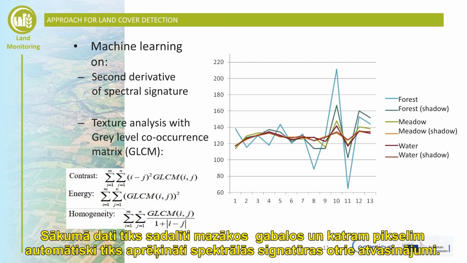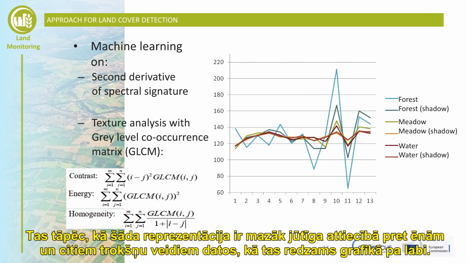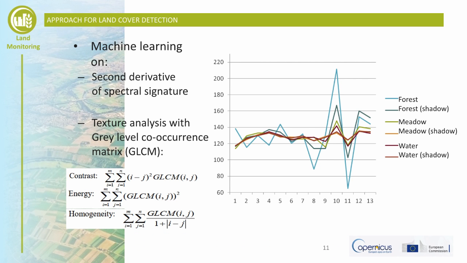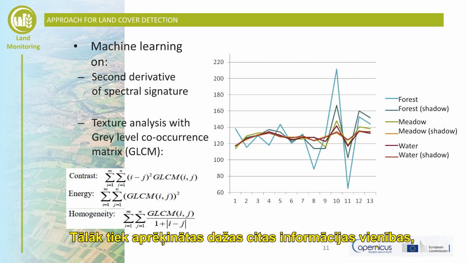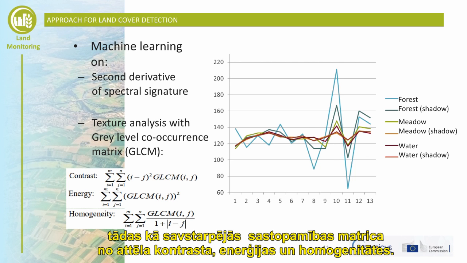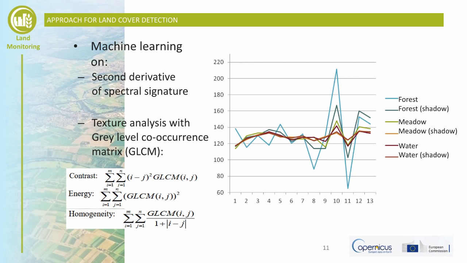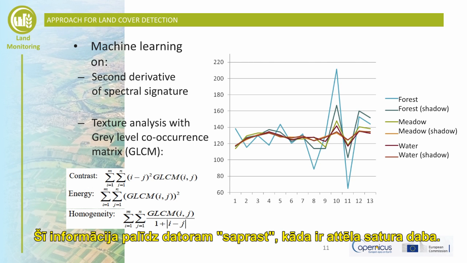First of all, the data will be divided into smaller tiles, and the second derivative of the spectral signature at each pixel will be automatically calculated, because such representation is much more robust to shadows and other types of noise within the data, as you can see on the graph on the right side. Several additional features will then be calculated, such as co-occurrence metrics, from which image contrast, energy, and homogeneity can be retrieved. This information helps greatly in computer understanding of what is the content of the image.